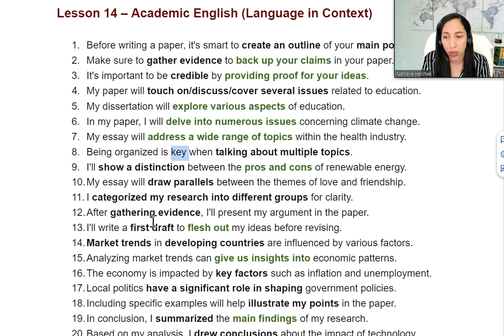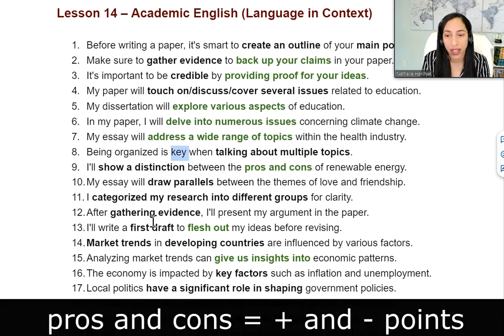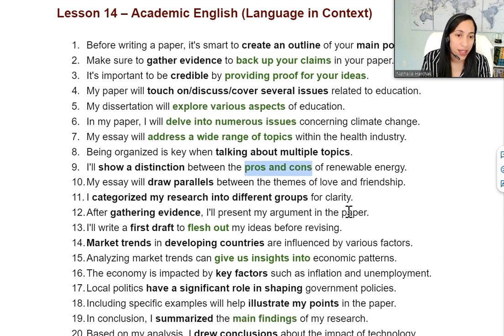I will show a distinction between the pros and cons of renewable energy. Remember, distinction is to show the differences. And pros and cons, this is a very nice expression because if you talk about the pros and cons, you're talking about the differences, right, of something.